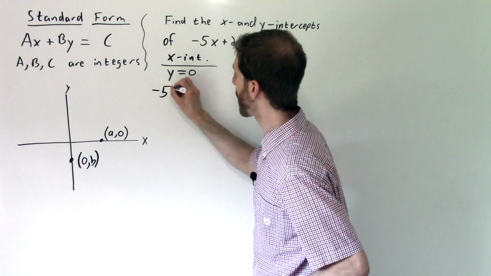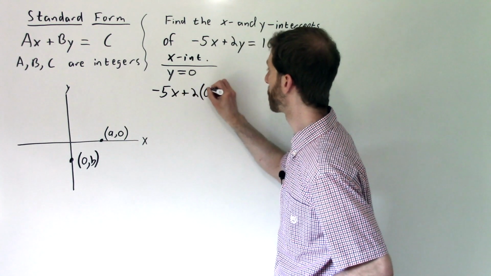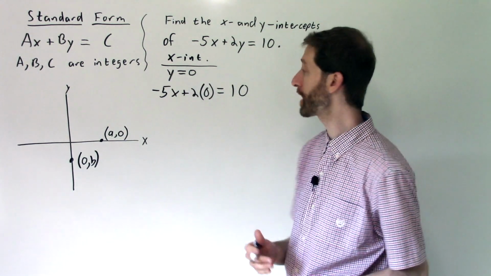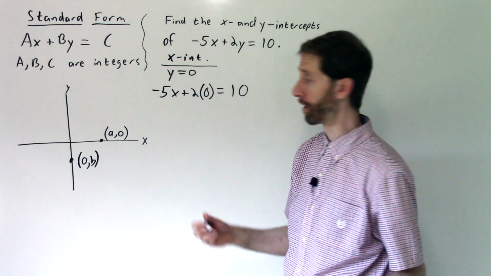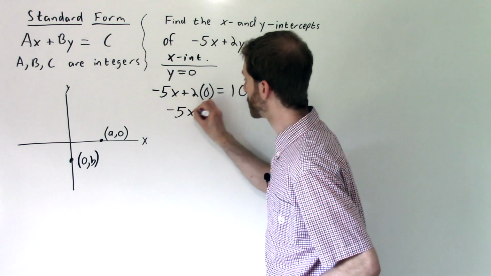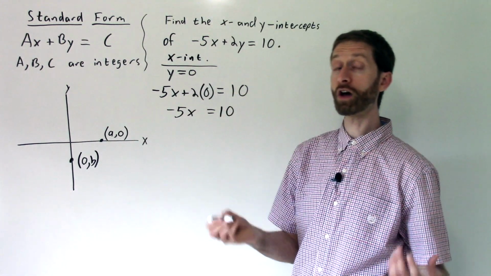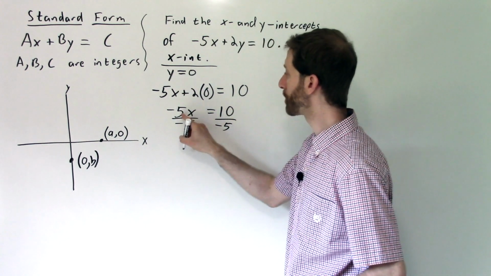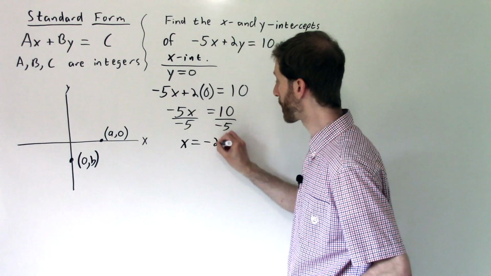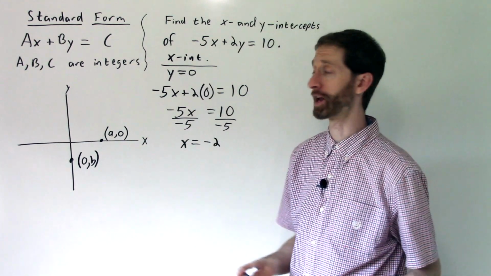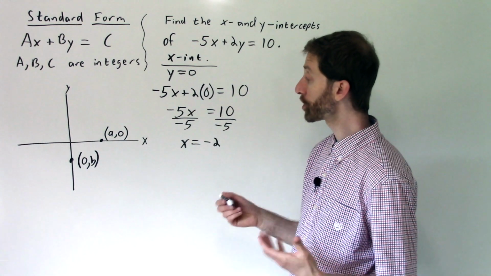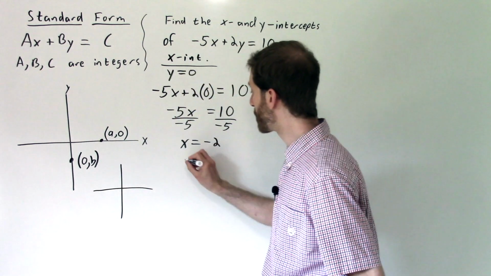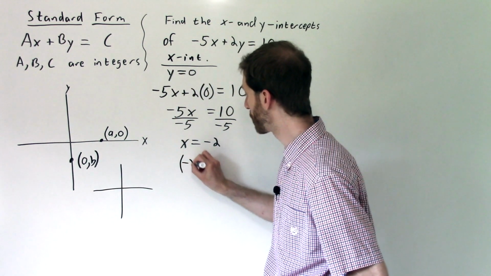So I get negative 5x plus 2 times 0, again y is 0, is equal to 10. And all we have left to do now is to solve for the x value. 2 times 0 is 0. It's very convenient. Negative 5x is therefore equal to 10 is what we have left. I solve this equation by dividing by negative 5 on both sides, just like normal equation solving. And we're left with x is equal to negative 2. That is your x-intercept. So what does that mean? Well, in terms of our graph, and I'll put a little mini graph right here, we are going to intercept the x-axis at (negative 2, 0).